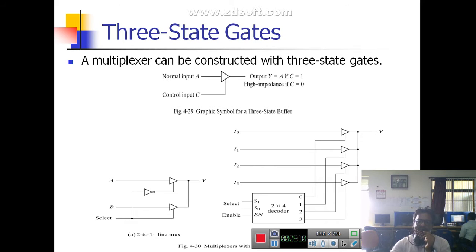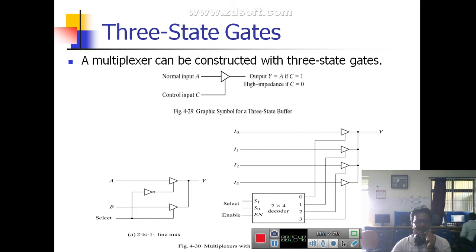The output Y is equal to A when the control input C is equal to 1. If C is equal to 0, it will be in the high impedance state, so we don't get any output in this condition. In the case of a high impedance state, the operation will be aborted, or it will be considered as an active low input signal. The control input will be active low.